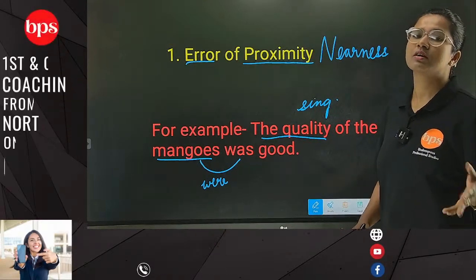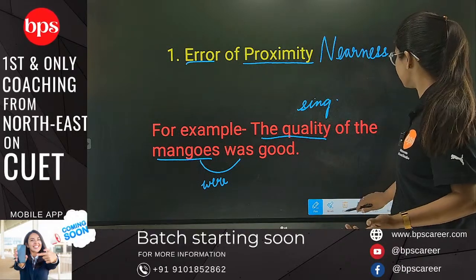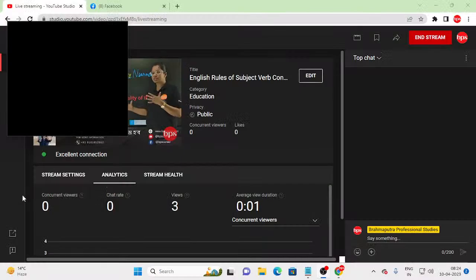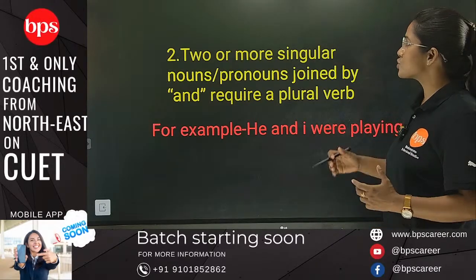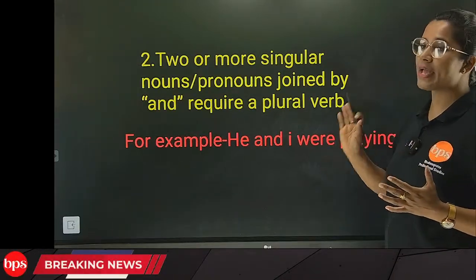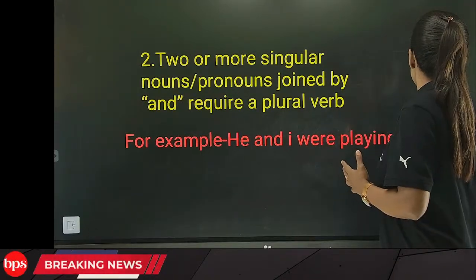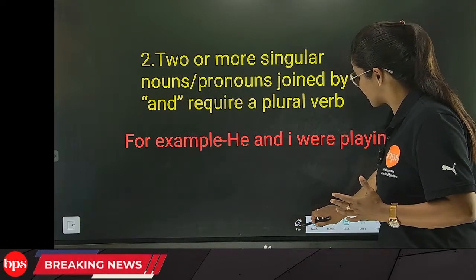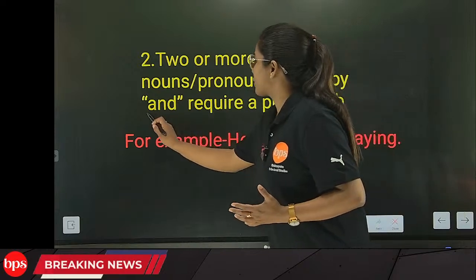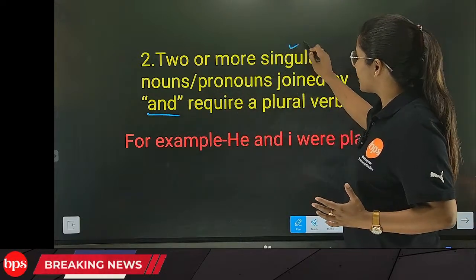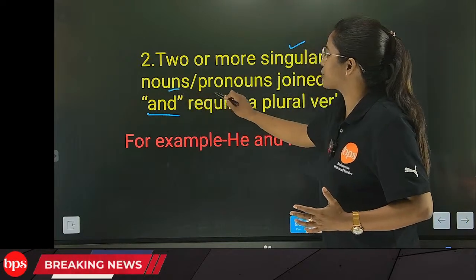Let's move on to the second rule. The second rule, let us read it out. Two or more singular nouns or pronouns joined by and. The word and, the conjunction and, requires a plural verb. It may be two or more singular nouns and pronouns.